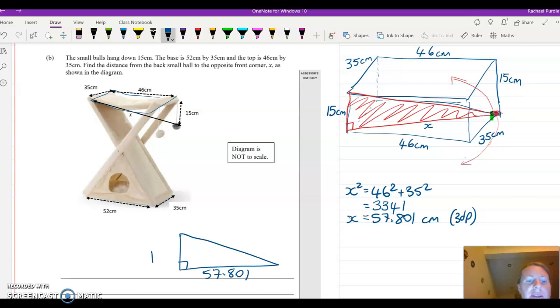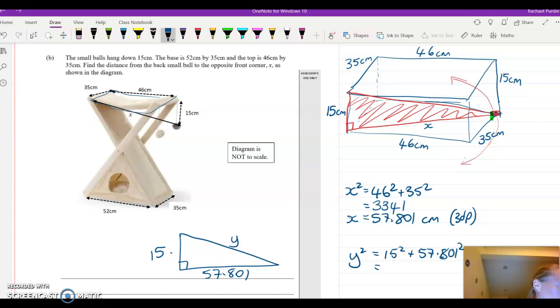57.801. And then we've got 15 there. So we want to find this guy here. We can call him y since we've already used x for this particular problem. Or you could use c if you like, because with Pythagoras we often use c. So y squared is also a hypotenuse, isn't it, of this triangle? So we're 15 squared plus 57.801 squared, which is whatever it's going to be.